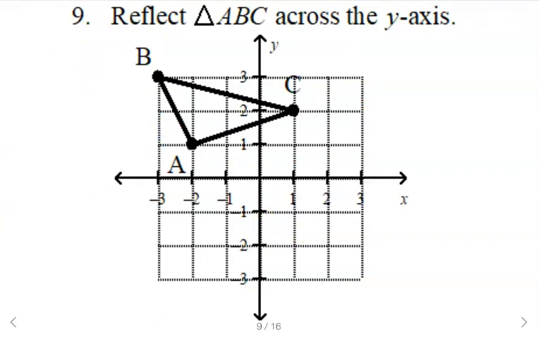Here we're reflecting across the y-axis. So across this line, the original C is 1 unit to the right, so the C prime will be 1 unit to the left. The original B is 3 units to the left, so B prime will be 3 units to the right. Original A is 2 units to the left, so A prime will be 2 units to the right.